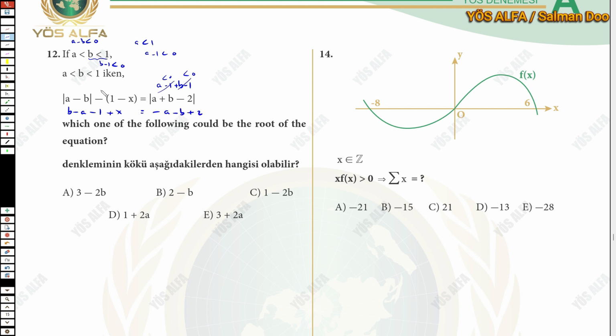Now let's solve for this equation. These two cancel out each other. x is equal to 3 minus 2b. So the answer is A, 13.